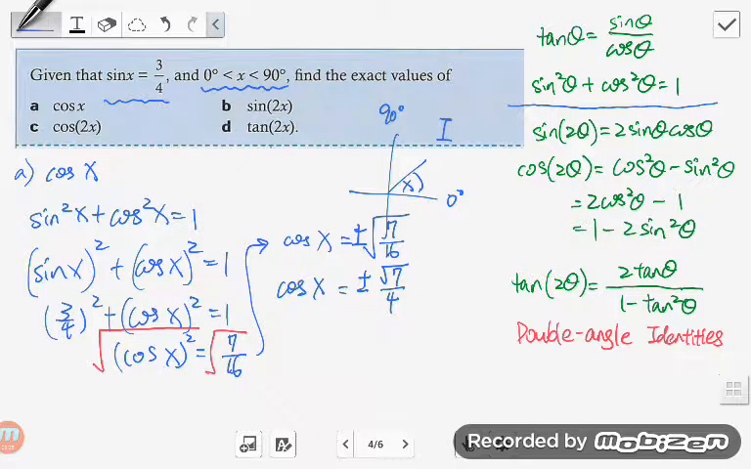Okay. Now, so my cosine x is equal to root 7 over 4 or negative root 7 over 4, right? However, I cannot choose the negative value. Why? This is not a solution.